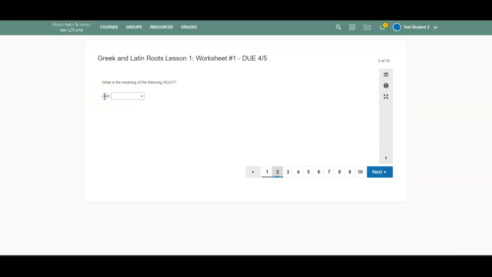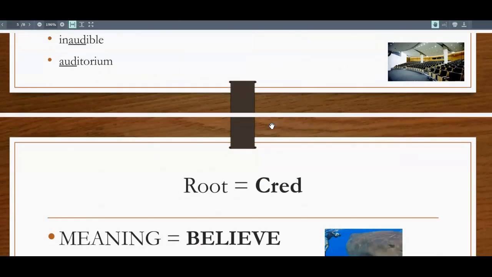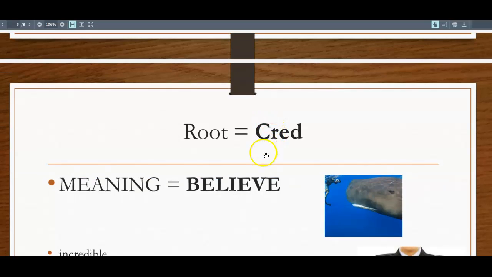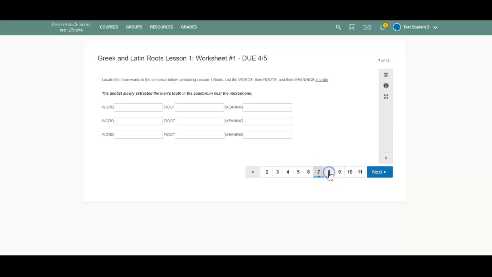Each time I look at the root, I find it in my notes, and then I can easily find the answers. I'm going to jump to question number 7 in worksheet number 1. This question is much more complex and takes a little bit more time to fill out.